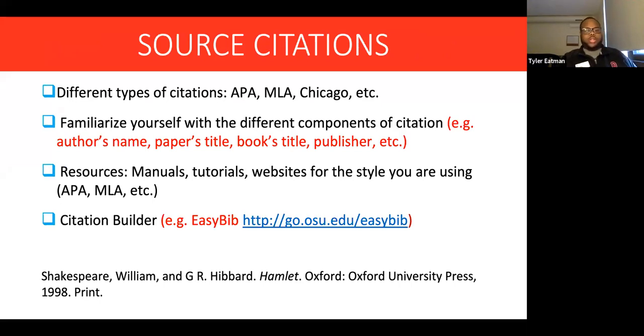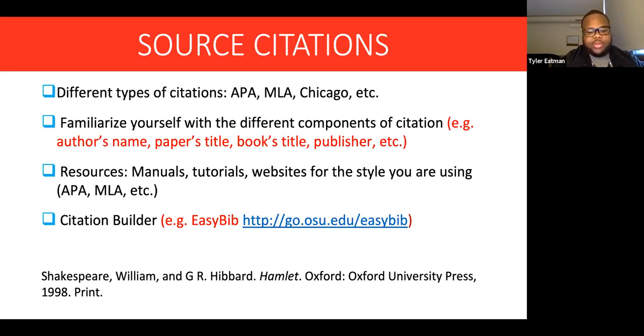So, our sources and citations. There are different types of citations. Like I said, there's APA, MLA, and Chicago, or there might be others where your professor makes their own format. Just understanding the different types of citations is very important because you want to give the author their recognition for the sources. Next is familiarizing yourself with different components of citations: the author's name, the paper title, book titles, publisher, and other things as well. Make sure you have at least a minimum of this to be able to cite your information.